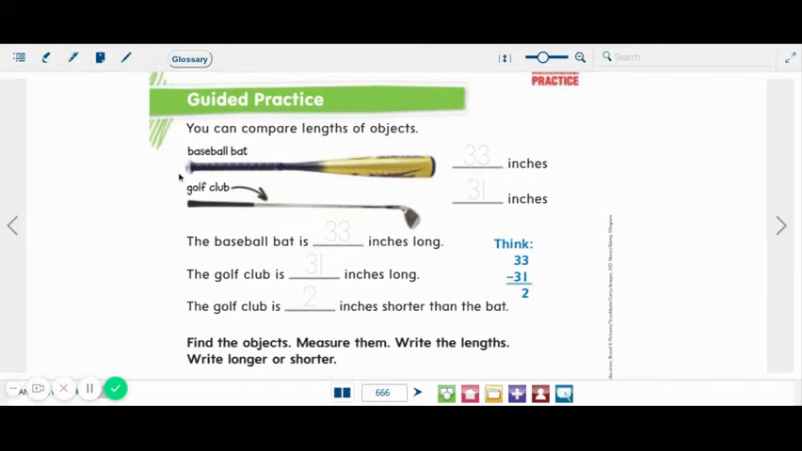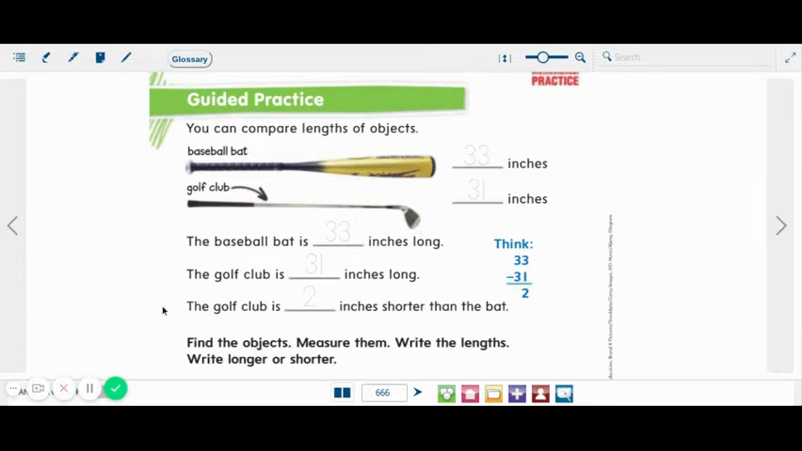If you look over to the right, it has given us the lengths of both already, and it is showing us that there is a difference between the baseball bat and the golf club. You're noticing the difference here. Look at the baseball bat. The baseball bat is a little bit longer than the golf club.